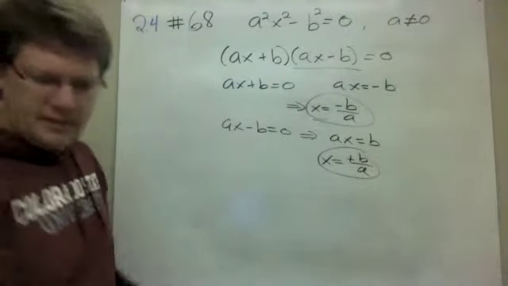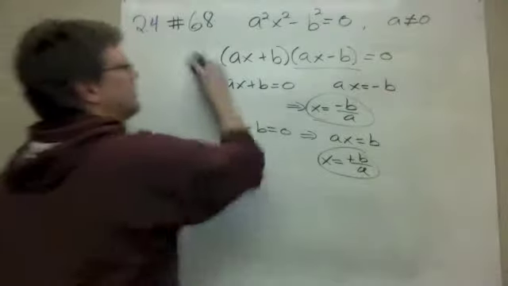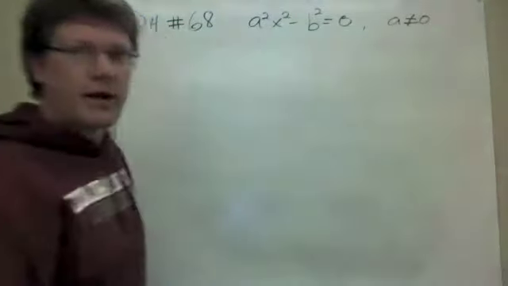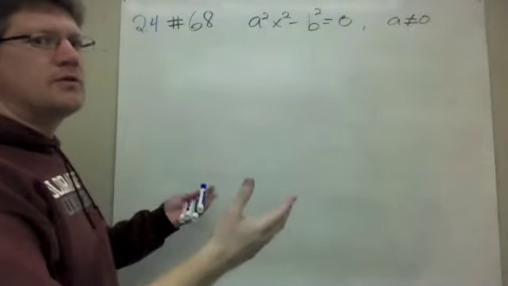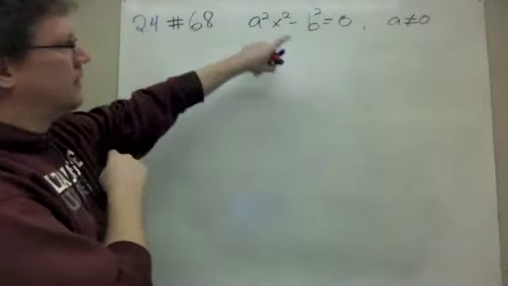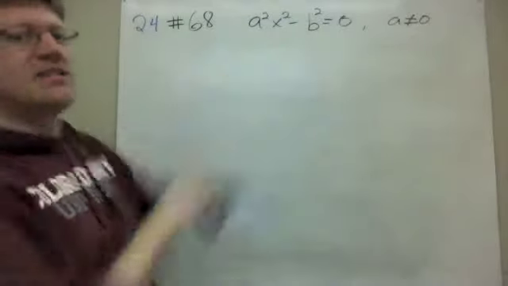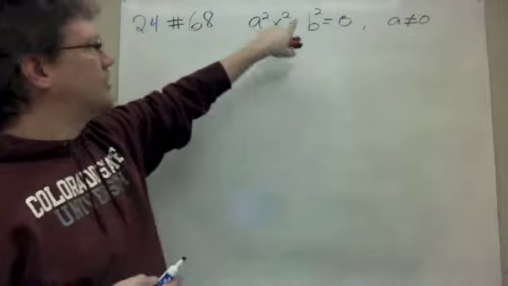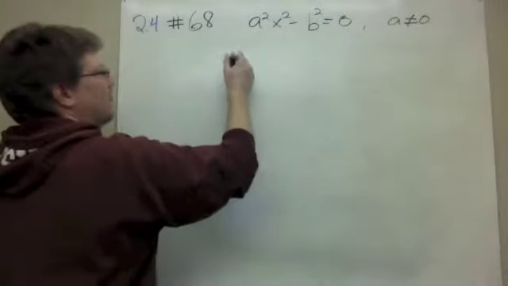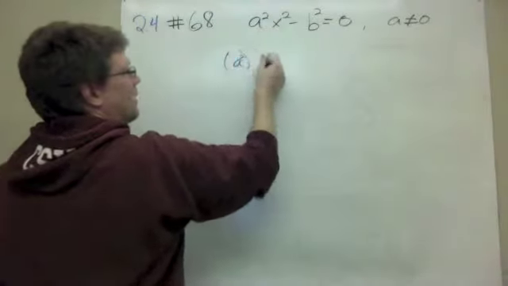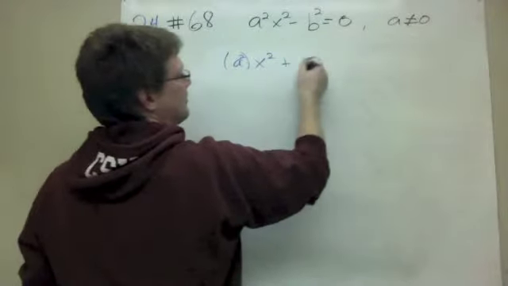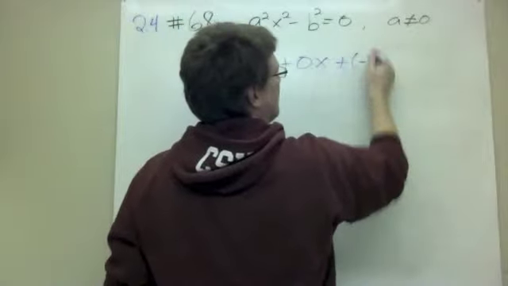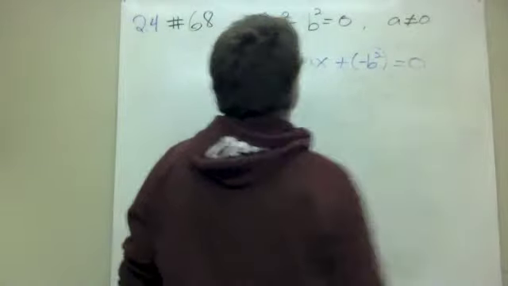Now the other way of doing it is using the quadratic formula. Bear in mind the a's and b's that we use in the quadratic formula are not the same a's and b's we have here. Whatever we have here, we don't have a middle term. So we're going to have a squared x squared plus 0x plus a minus b squared is equal to 0.